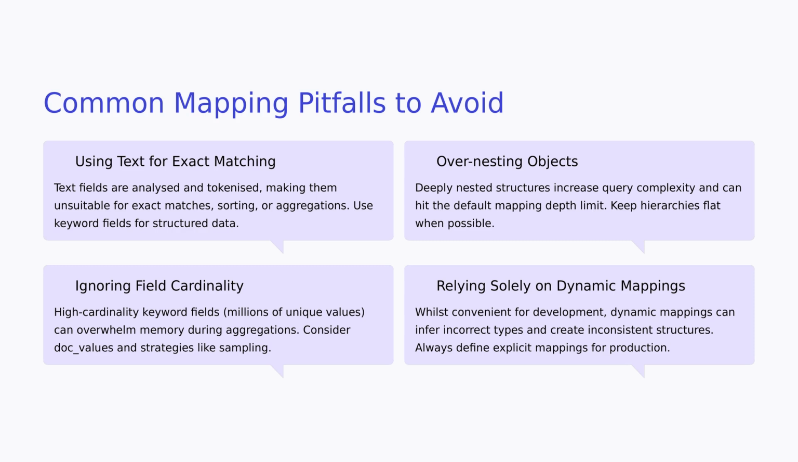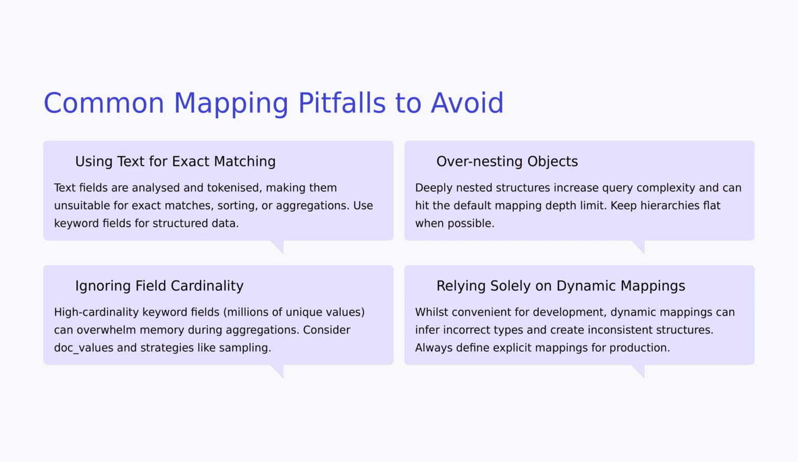Using textual fields for exact matching may seem intuitive, but their tokenization renders them unfit for precise queries or sorting. Opt for keyword fields to ensure structured data efficiency. Beware of overnesting objects. Intricate hierarchies can complicate queries and stress mapping limits. Keep structures flat to streamline data access.